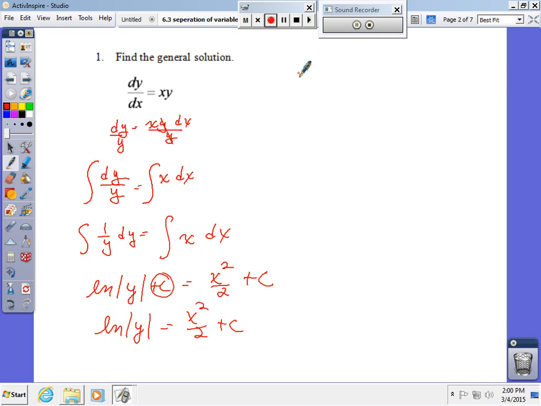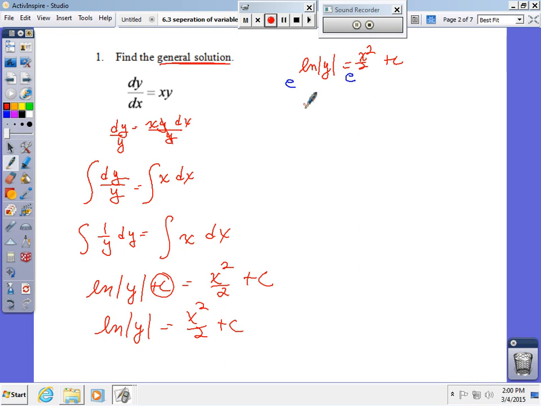Okay, so now let me rewrite this up here. So we have ln absolute value of y equals x squared over 2 plus c. Now remember what we're trying to do. We're trying to find the general solution, which is we want to come up with the original function. All right, now this is where it gets a little bit messy. We're going to exponentiate both sides of this, and the base is e. Okay, so we're going to exponentiate that.